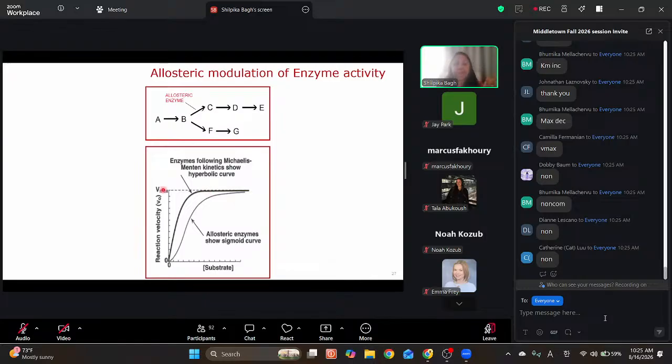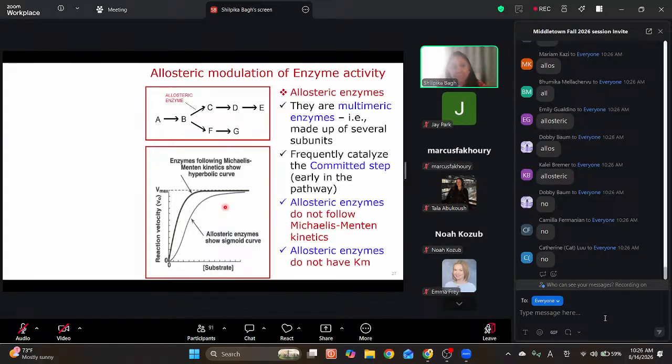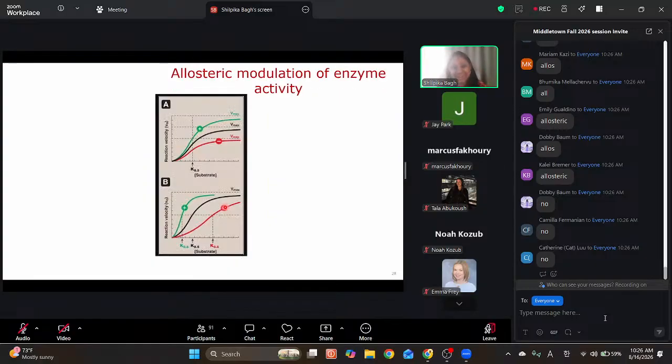S-shaped curve. S-shaped curve is for allosteric or non-allosteric enzymes. Again, you see a graph, don't panic. Velocity versus substrate, S-shaped curve, this one. This is for allosteric enzyme. Do they follow Michaelis-Menten kinetics? No. Do they have a Km? No. Are they K or V type? Yes. So allosteric enzymes have these properties.